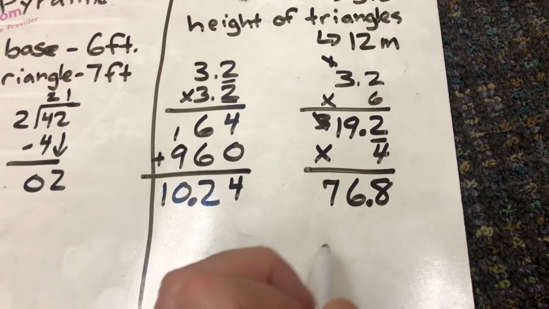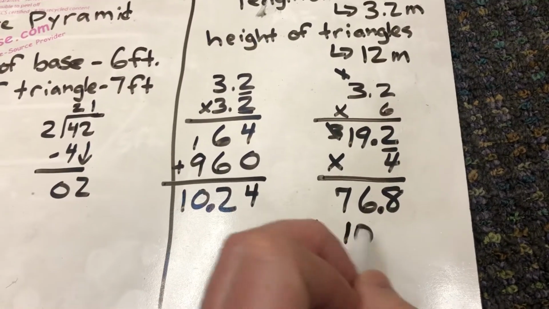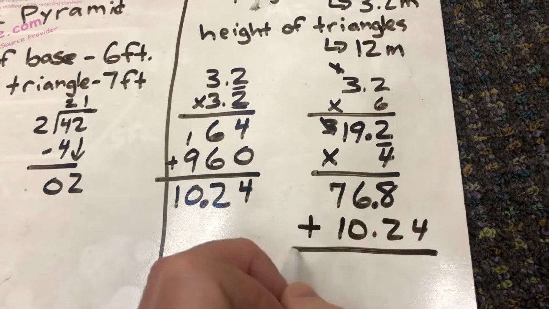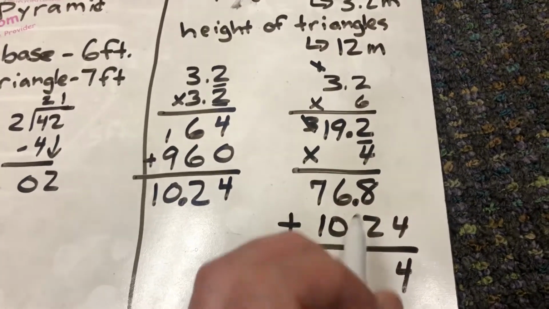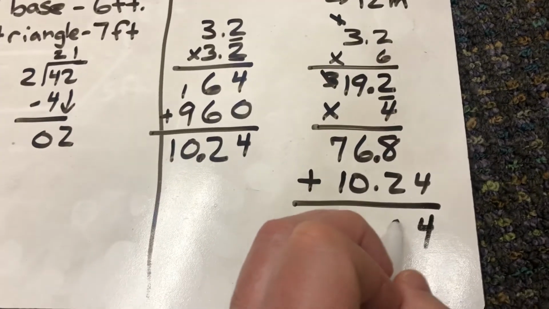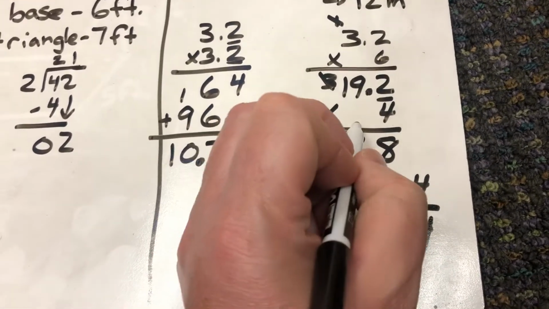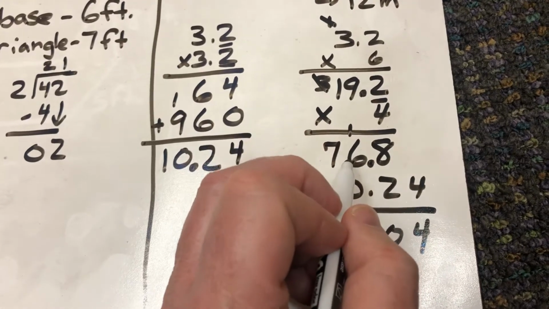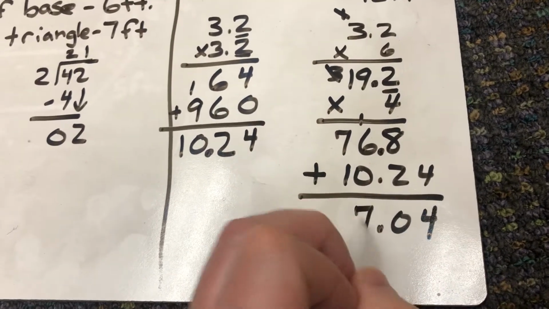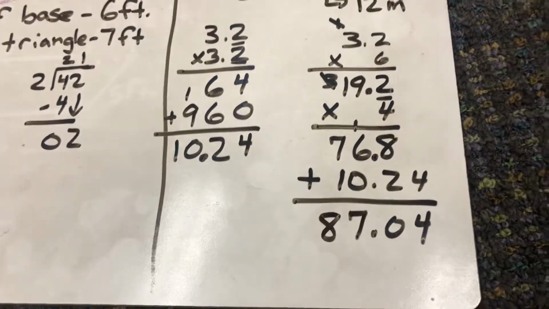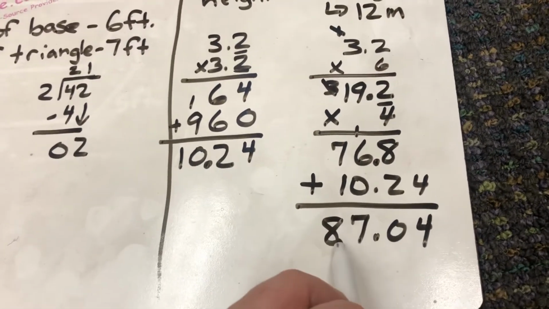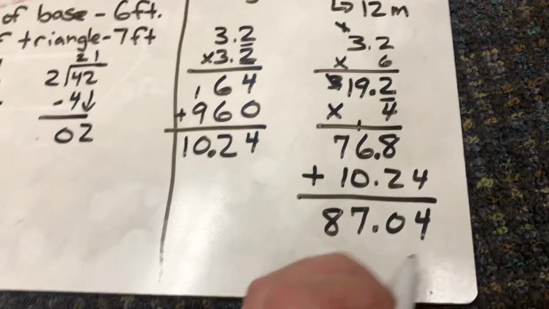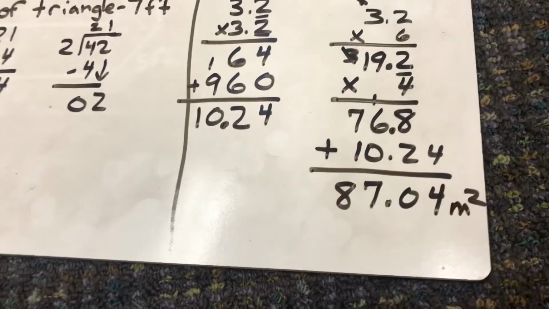So I'm going to come over here, and I'm going to go ahead and add my 10 and 24 hundredths. All right, we know there's nothing there. Nothing in 4 is 4. 8 plus 2 is 10. Put the 0 down. Carry the 1. 1 plus 6 is 7. Plus nothing is 7. 7 plus 1 is 8. That square pyramid has an area of 87 and 4/10 square meters. All right, moving right along.